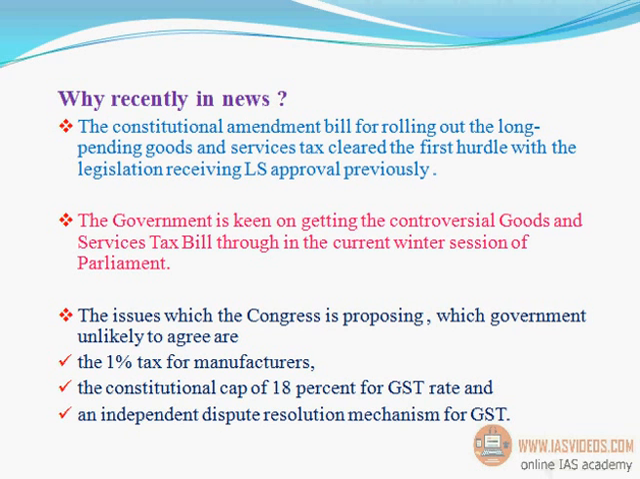The government is keen on getting the controversial Goods and Services Tax Bill through in the current winter session of Parliament. The issues which the Congress is proposing, which the government is unlikely to agree to, are: the 1% tax for manufacturers, the constitutional cap of 18% for GST rate, and an independent dispute resolution mechanism for GST.